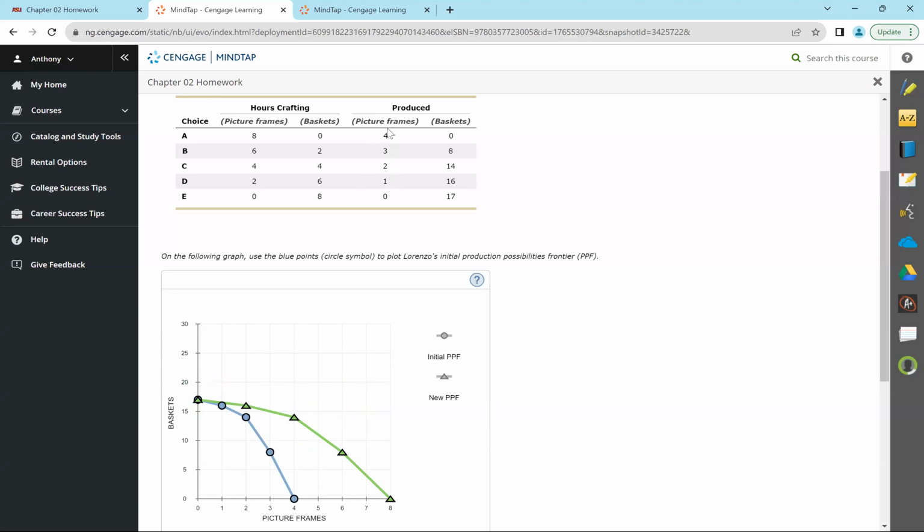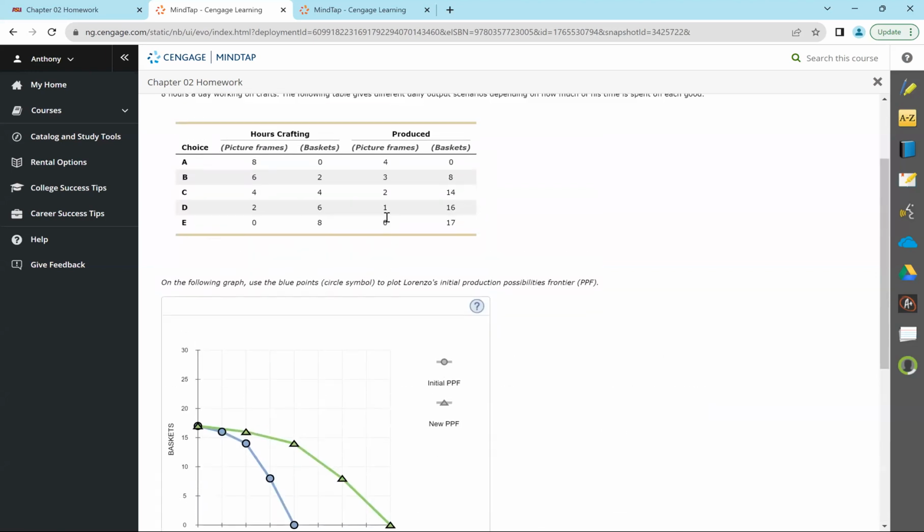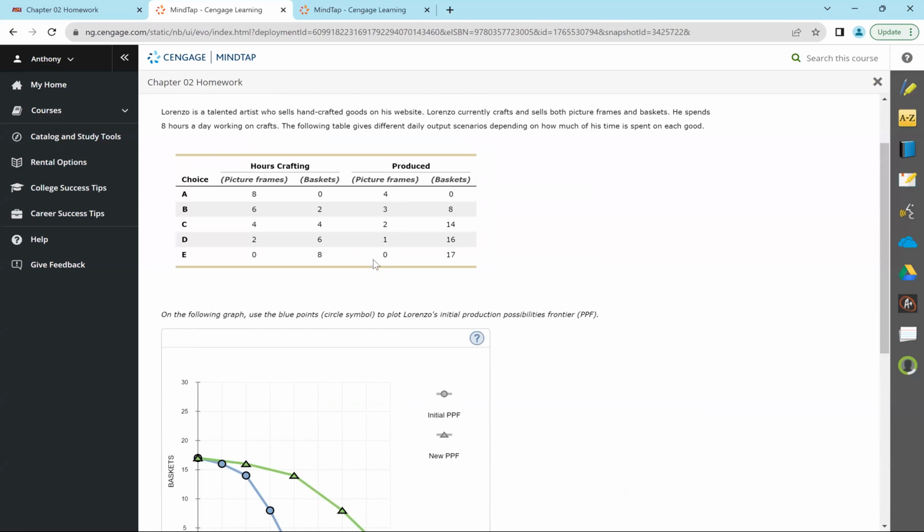I'm doubling these because it says it only affects the picture frames, twice as many picture frames per hour as before, but it doesn't affect his ability to produce baskets. I got confused because picture frames under hours is already doubled. This is irrelevant. It's like if he spends 8 hours on picture frames, he makes 4. If he spends 6 hours, he makes 3. 4 hours, he makes 2. 2 hours, he makes 1, and so on. So it's actually irrelevant. What you care about, and that's what I messed up the first time, is the production. It's not the hours. We don't care about the hours at all.